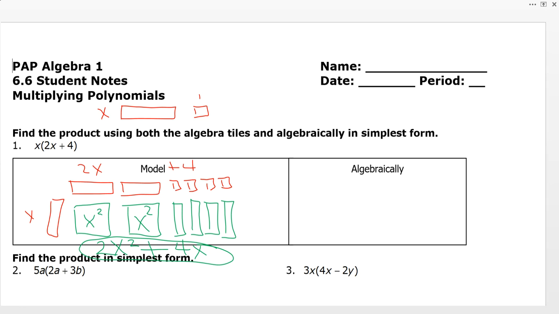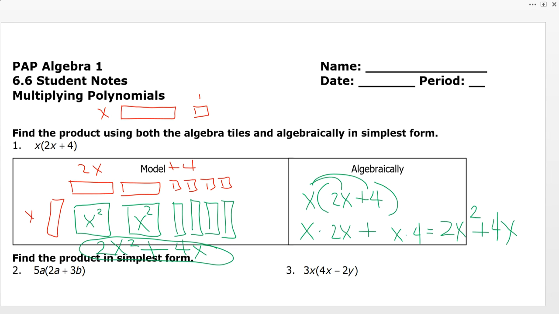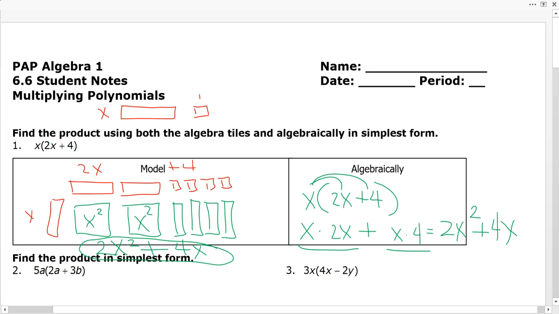Think about it. Okay, algebraically, when you look at x times 2x plus 4, think about distributing. So I'm going to end up with x times 2x plus x times 4. X times 2x is going to be 2x squared plus 4x. Same answer. So algebraically, I'm multiplying monomials and monomials, and I'm just adding together monomials.